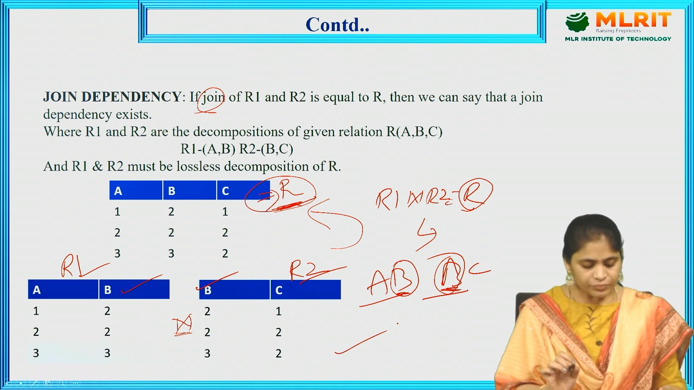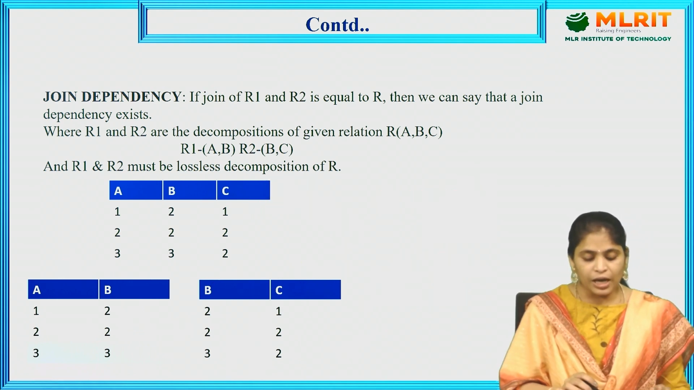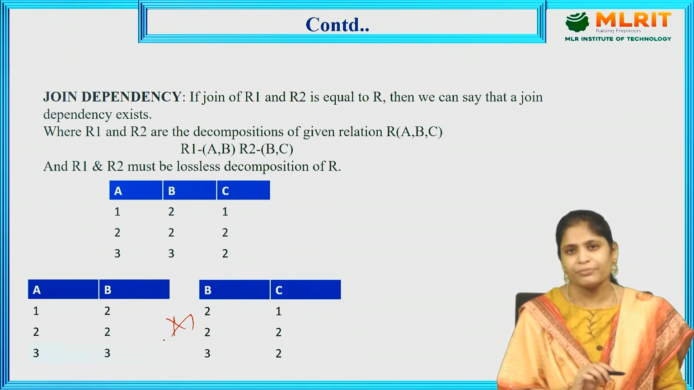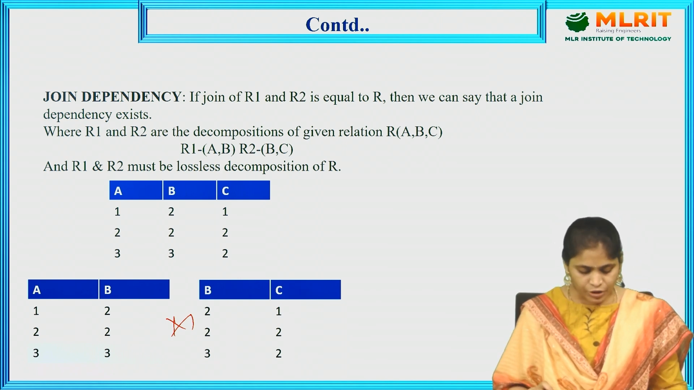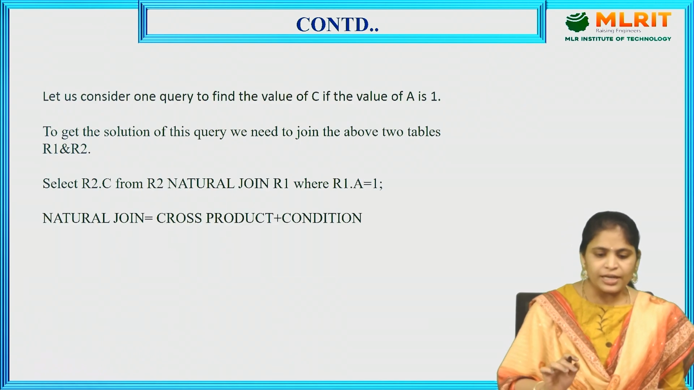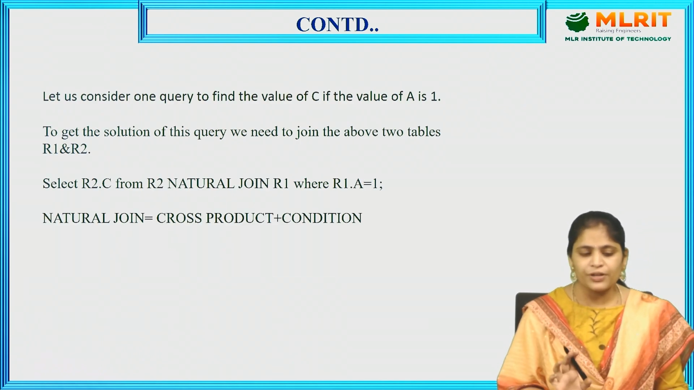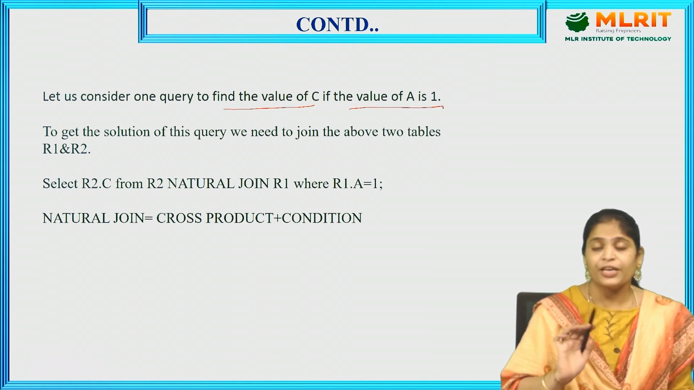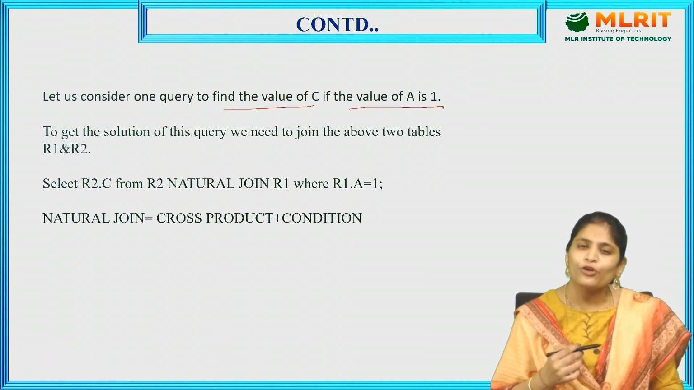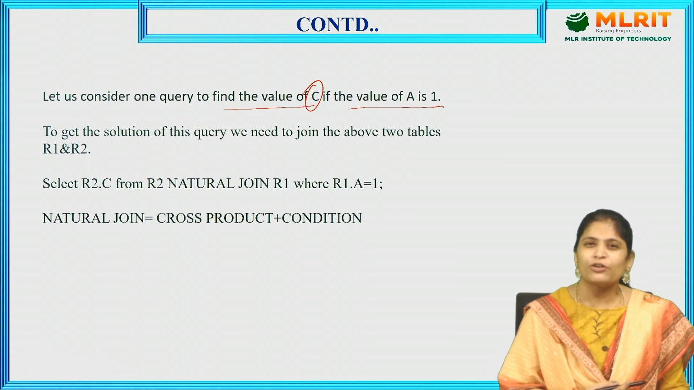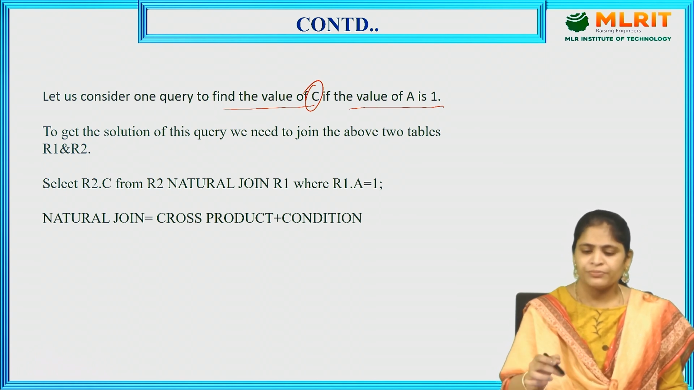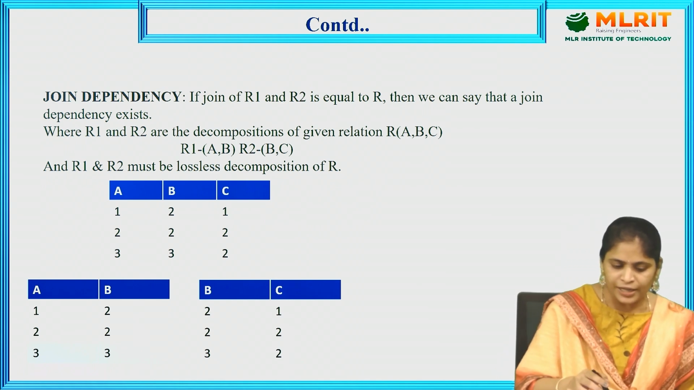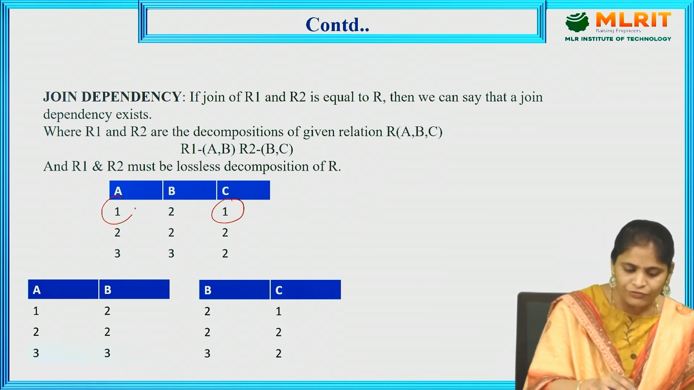Now what is the primary step? I need to join these two. Join means I need to do a Cartesian product. Before going to that, let us consider one query. What is that query? To find the value of C when the value of A is 1. That is my intention: I need to find the value of C when the value of A is 1.